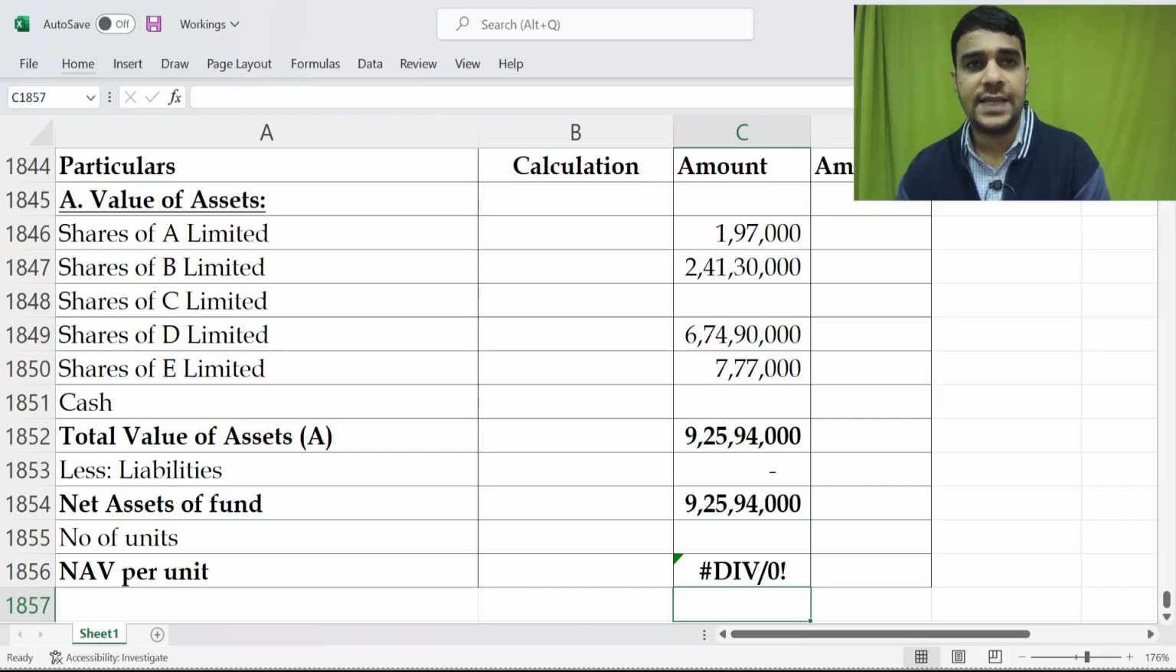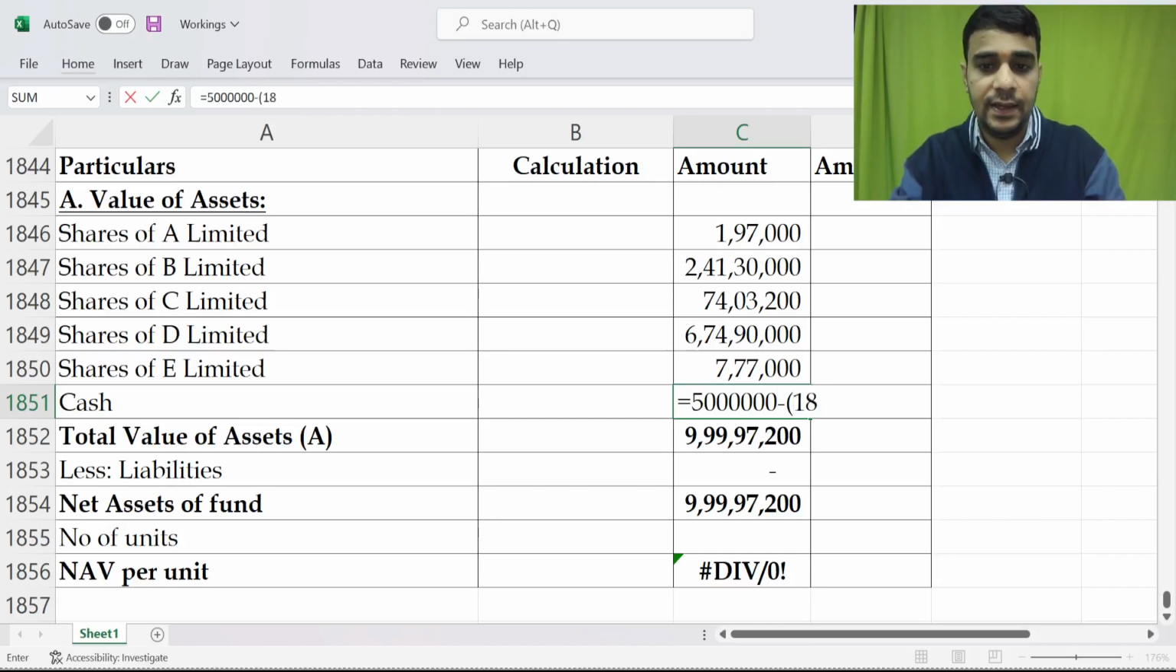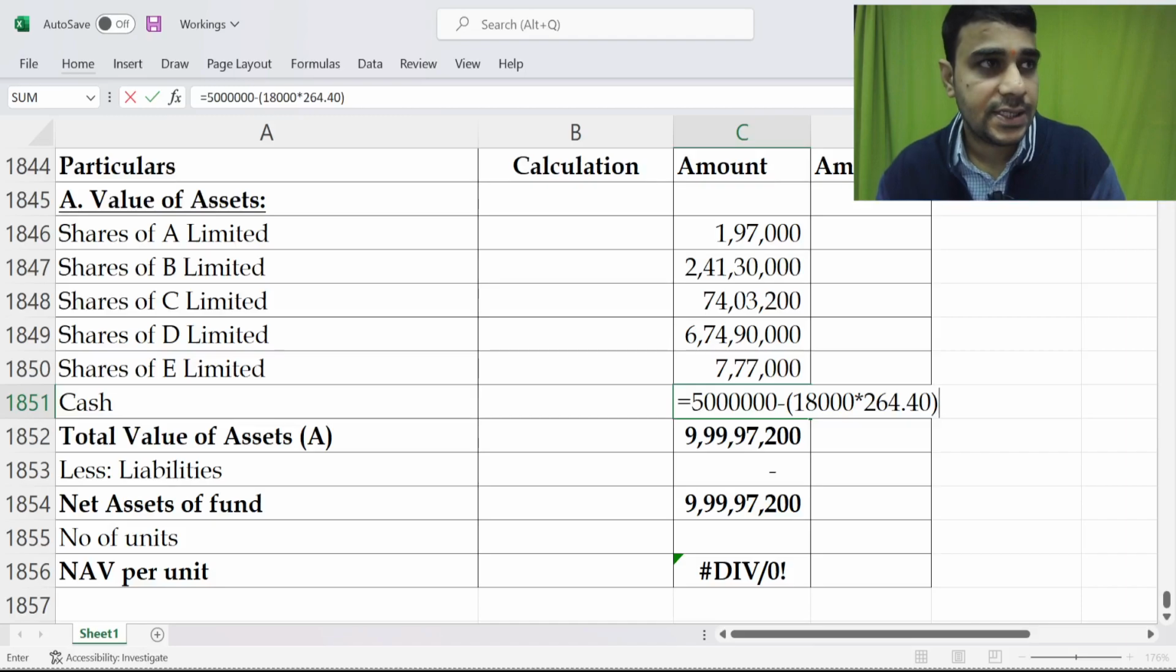Shares of C Limited, how many shares were there earlier? Now 28,000 into what is the price? 264.40. Cash is 50 lakh minus 18,000 into 264.4. The assumption is shares have been purchased at the closing price. I have paid 18,000 into 264.4.